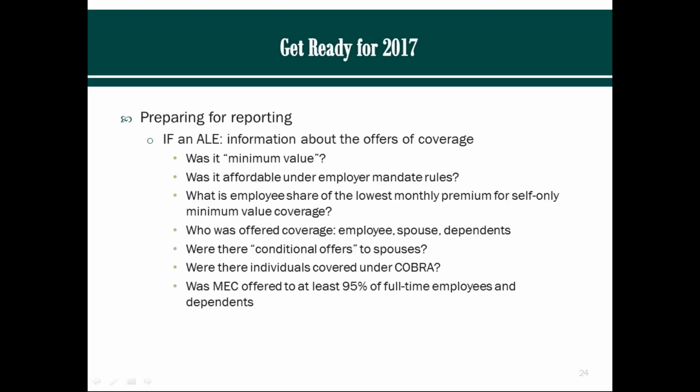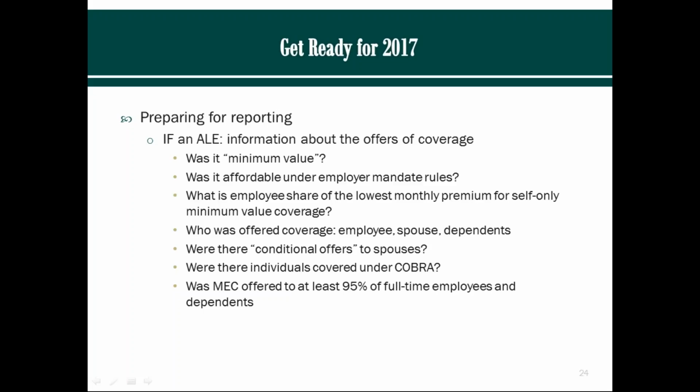If you're an ALE, information about the offer of coverage: was it minimum value? Did it meet that bronze plan requirement? Was it affordable under the employer mandate? Affordable for 2016 means that the employee-only cost for your lowest cost plan did not exceed 9.66% of the employee's income, using one of the safe harbor requirements. The safe harbors we're allowed to use as an employer: we can look at an employee's wages based on their W-2, we can look at their hourly or salary rate of pay, or we can use the federal poverty level.